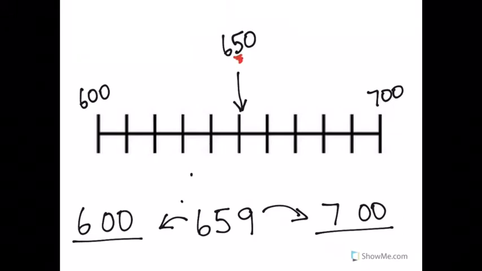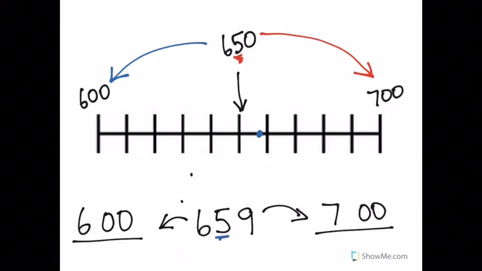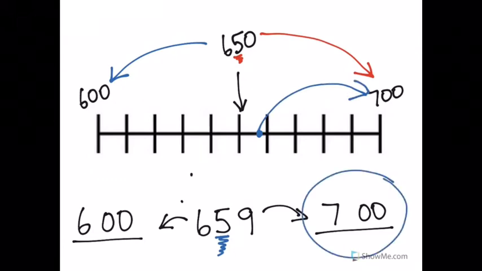There's our high five number. If it's 650 or above, we will round up. Our 659 will live somewhere about here, therefore it's on the upper side. Our number has 5 tens, so it's high five, so we will round to 700.